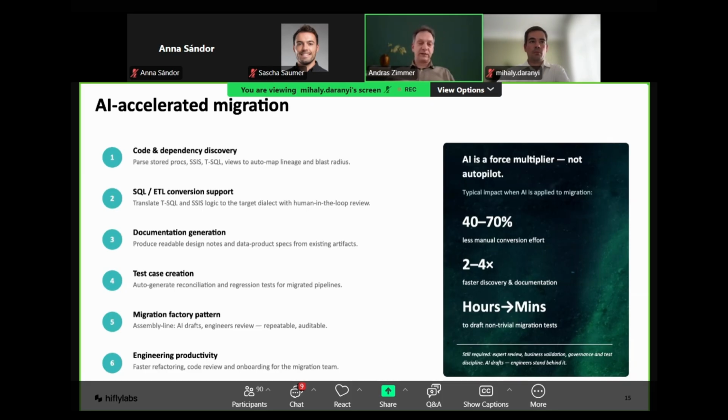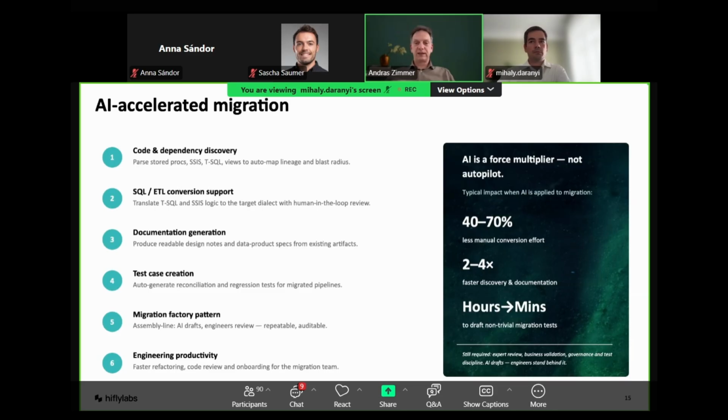And AI acceleration boosts engineering productivity a lot. Refactoring, especially in the cases when we don't do lift and shift migrations, but change some parts. Refactoring to business documentation is a lot easier through AI.